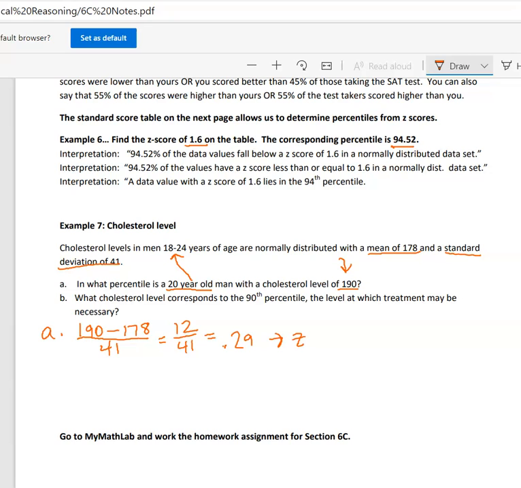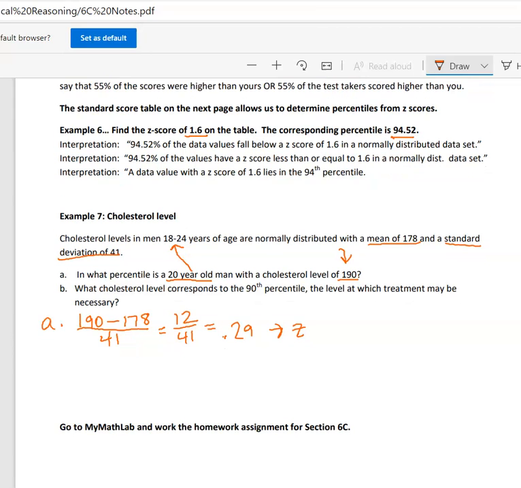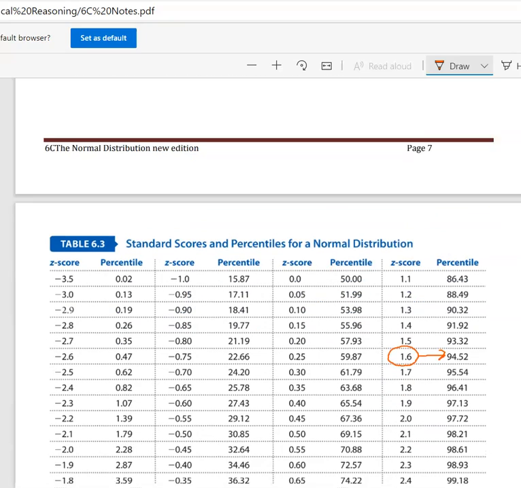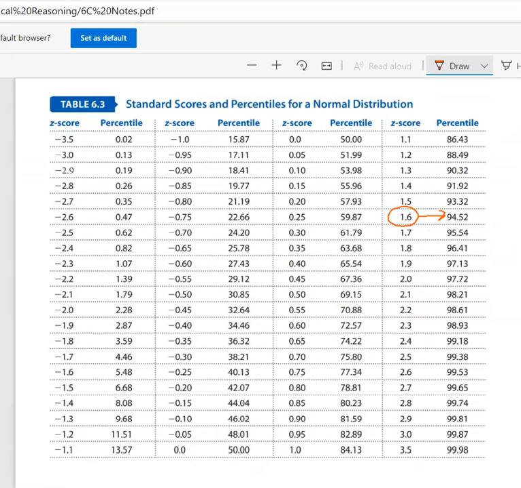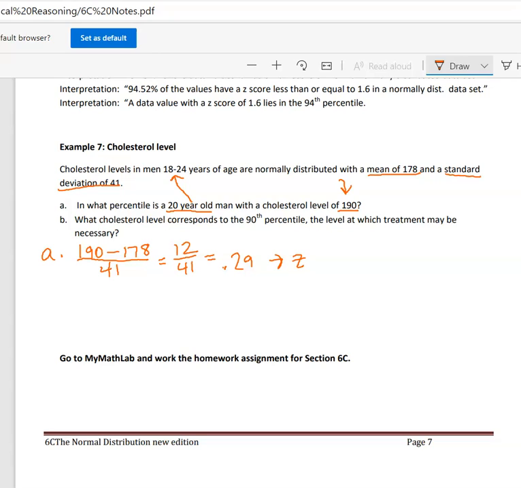So we need to go to our table and find out what 0.29 is. We might not find the perfect value, so we'll have to round. It looks like the closest ones are 0.25 and 0.30, and 0.30 would be the closest to 0.29. So 61.79 is what we would want to write down. That's 61.79%. If we round to the nearest percent, that's 62%.